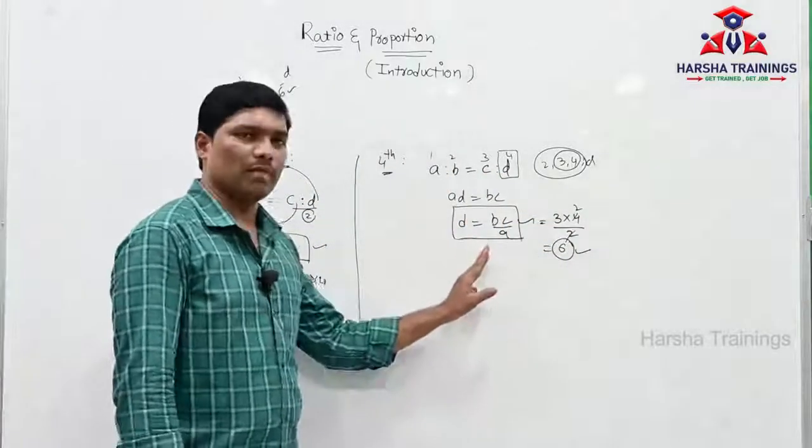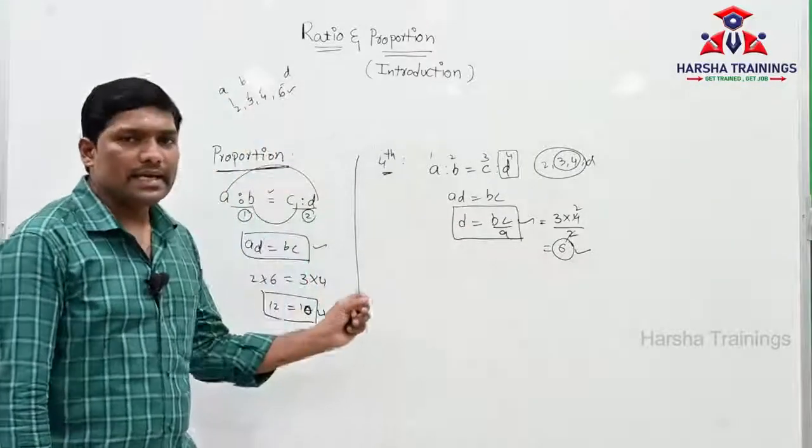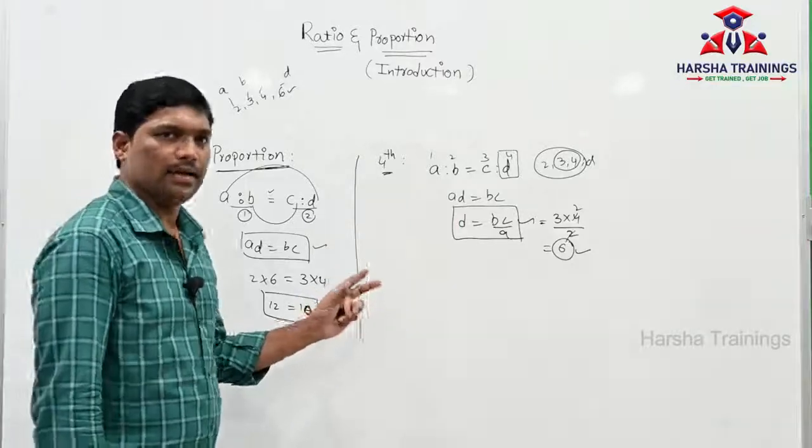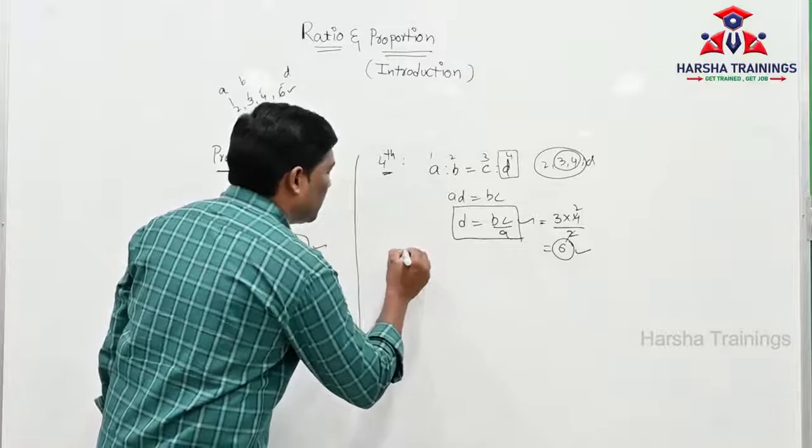Just remember this formula, guys. What is the fourth proportion formula? D is equal to BC by A. So that is the first point. And coming to the second point, third proportion.